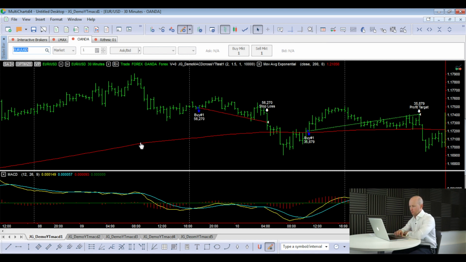Now, this red line here is a 200 exponential moving average, and we're using that as a filter. So we're only going to take long trades if the price is above the 200 period moving average, and we're only taking short trades when the price is below the 200 period moving average. Now, for a long trade, we want price to be above the average, and then we're looking at the MACD lines, and when this yellow line crosses above its average, the cyan line, that is when we take the trade.